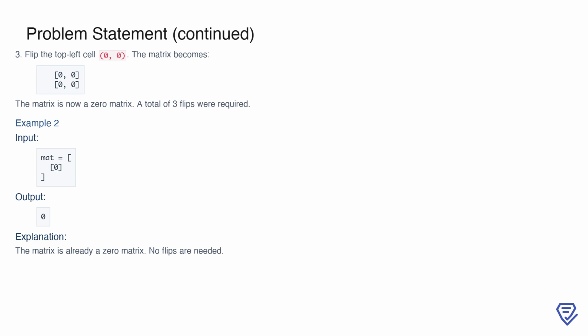Another example demonstrates a simpler case where the input matrix is 0. Since it is already a zero matrix, no flips are needed, and the output is 0. These examples illustrate how the flipping operations work and how the minimum number of steps is calculated.